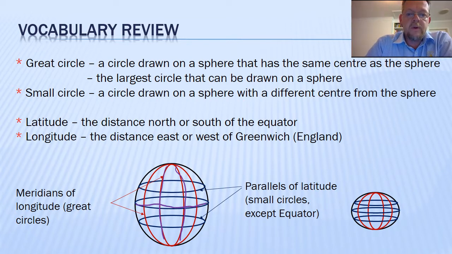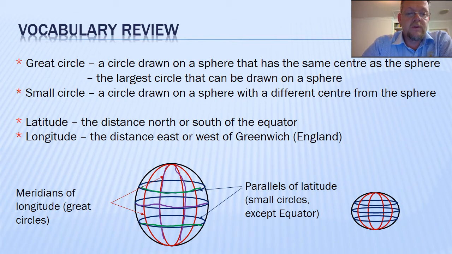A small circle is drawn on the sphere with a different center. So these circles are going to be smaller. So all of those lines of latitude or parallels of latitude, except for the equator, will be small circles.